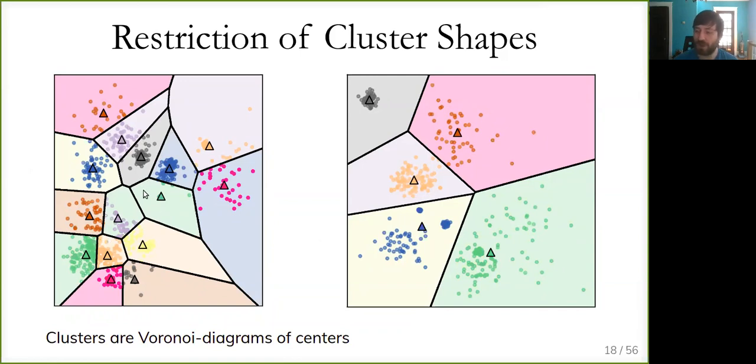And so you can't have something like a banana shape, or you can't have like a circle with a hole in it or something like this. So if you have points within a cluster, all the points within the convex hull of these points will also be in the same cluster. So this is one of the limitations of k-means.